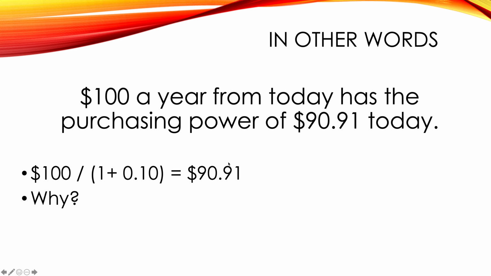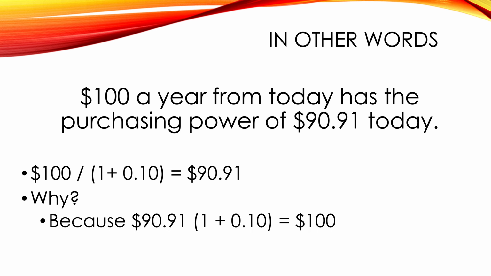Well, why? Let's reverse everything here. We're just using some simple algebra. Because if you do $90.91 times 1 plus 0.1 in parentheses, that gives you $100. So all we're doing is dividing both sides by 1 plus 0.1. So that cancels out, and it's the same as doing 100 divided by the stuff in parentheses to get that. So we're just rearranging a couple things here and there.